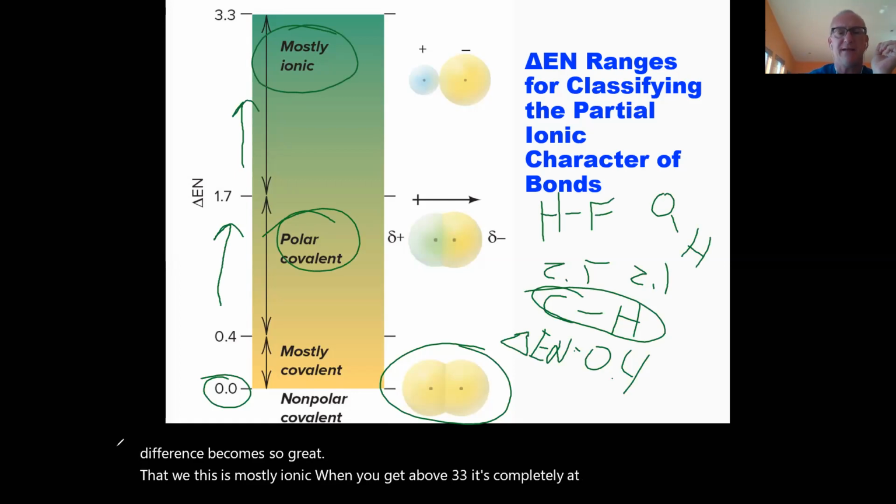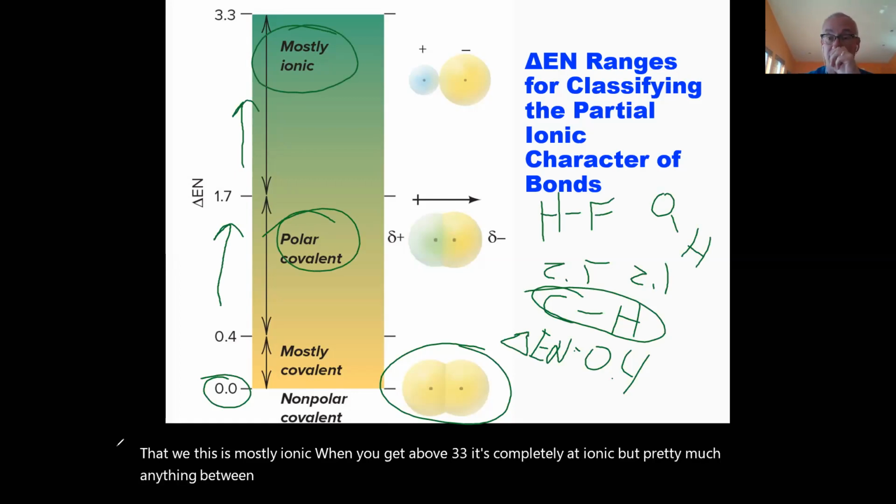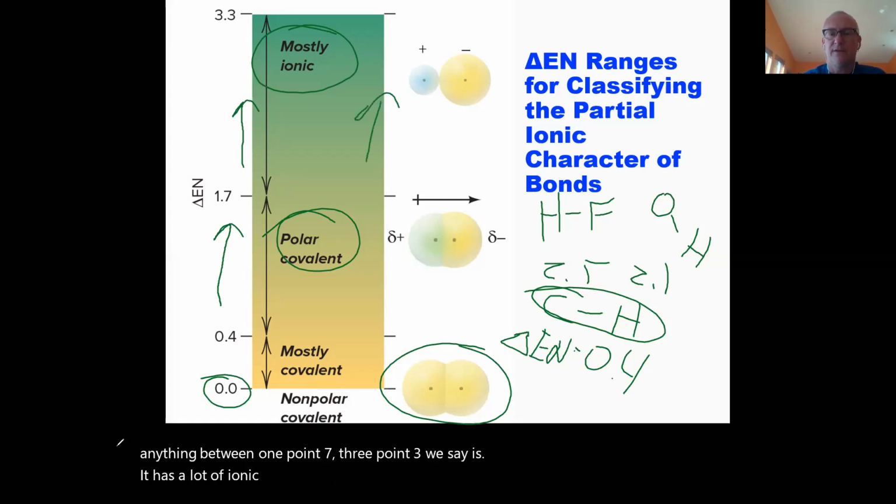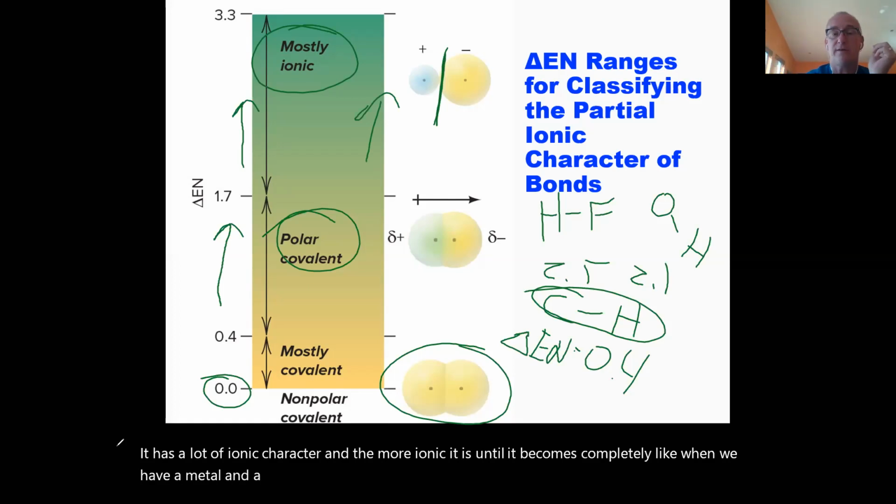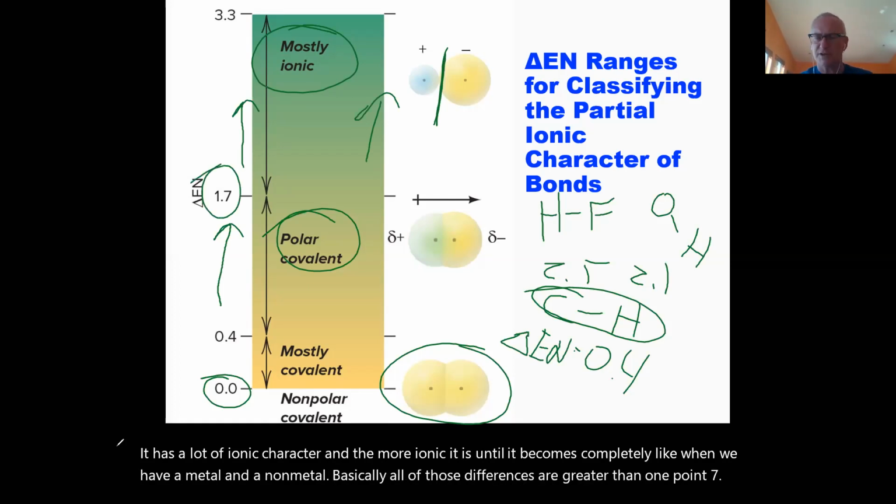But pretty much anything between 1.7 and 3.3, we say has a lot of ionic character. And the higher, the more ionic it is, until it becomes completely ionic, like when we have a metal and a non-metal. Basically all of those differences are greater than 1.7. Any questions about that?